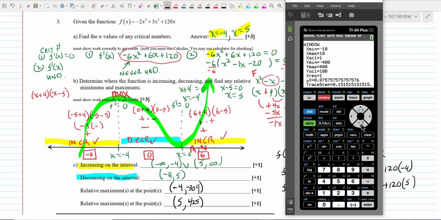I probably should have taken this all the way out to negative 500, and then you would see that max a little bit better, so I am going to do that. And there you go, that's what it looks like. So you've got your min at negative 4, negative 304, you have your max at 5, 425. And you can tell that our sign chart matches up with this, so therefore that has to be a correct answer.